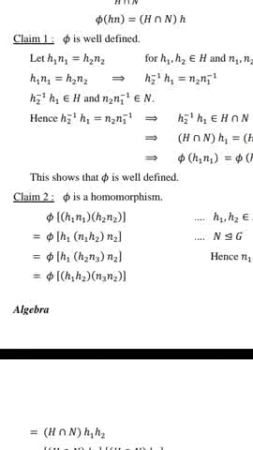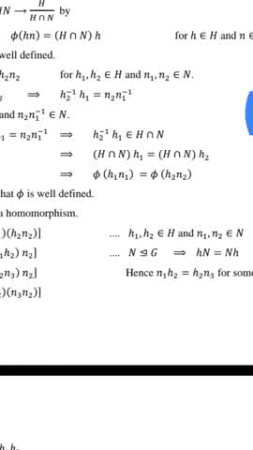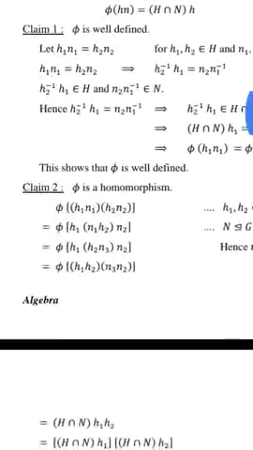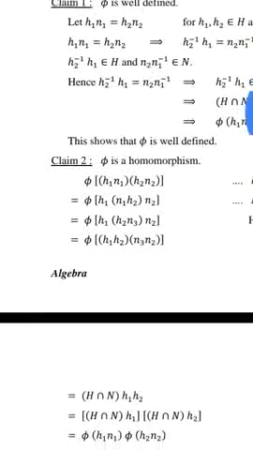n2 n1 inverse belongs to N. Hence, h2 inverse h1 is equal to n2 n1 inverse. Therefore, h2 inverse h1 belongs to H intersection N. Therefore, H intersection N times h1 is equal to H intersection N times h2. Therefore, phi of h1 n1 is equal to phi of h2 n2. This shows that phi is well defined.